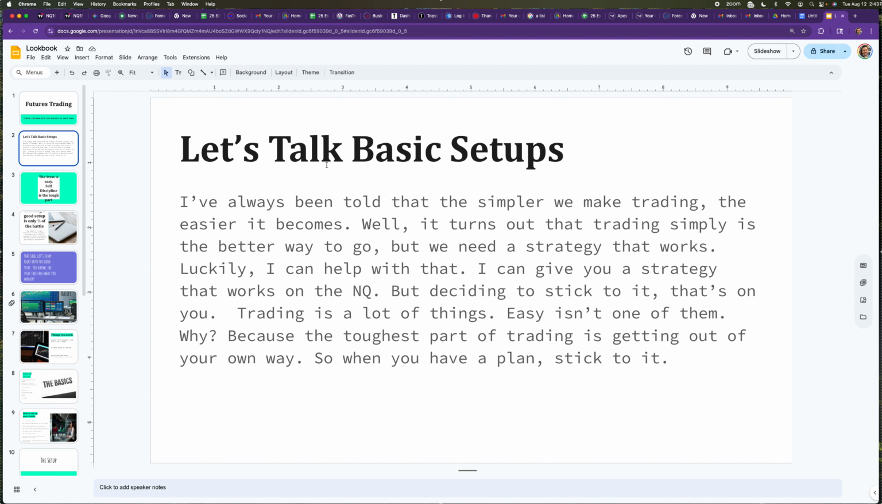Okay, let's talk basic setups. I've always been told that the simpler we can make trading, the easier it becomes. Well, it turns out that trading simply is definitely the better way to go, but you do need a strategy that actually works. Luckily, I can help with that. I will today give you a strategy that works on the NQ, but deciding to stick to it, that's on you. Trading is a lot of things. Easy is not one of them.